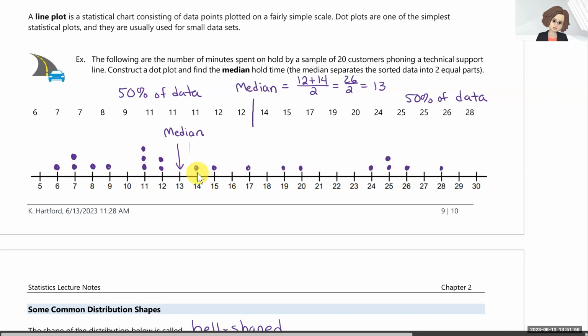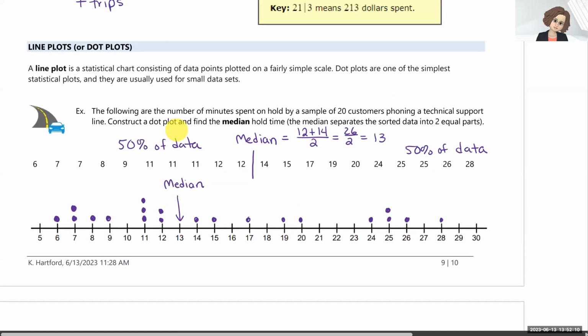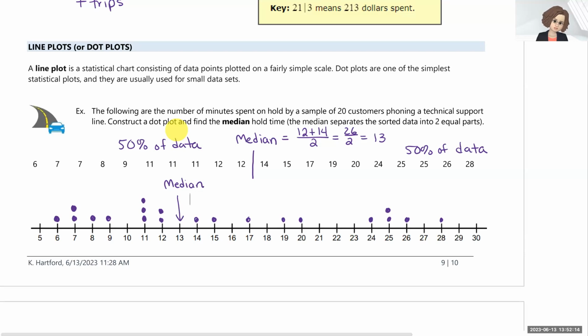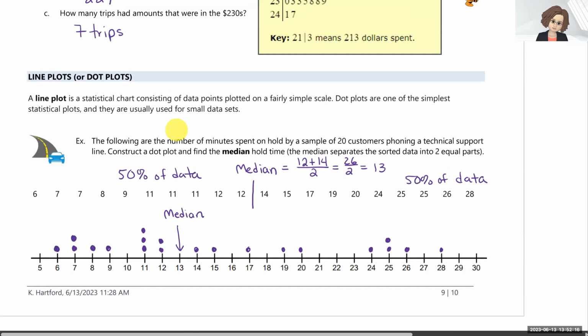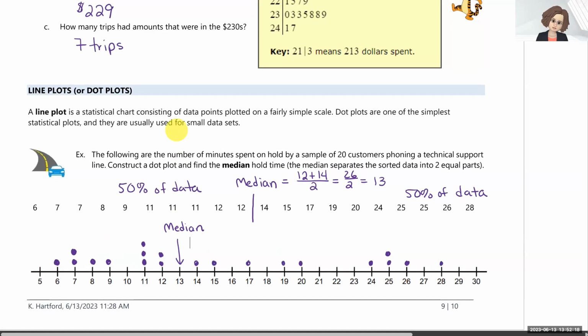So as we go on and learn some new graphs in the next chapter, we're going to be looking at the distribution of our data again, and we'll be returning to this idea of the median splitting a data set into 2 equal parts. All right, and that ends our different types of graphs that we'll be looking at in this chapter.